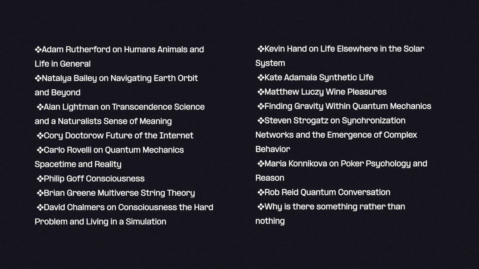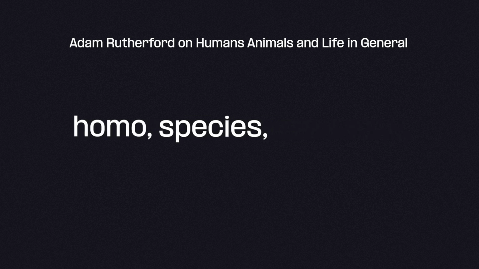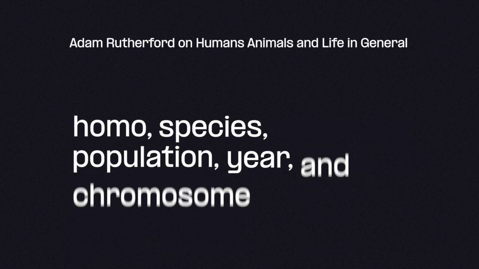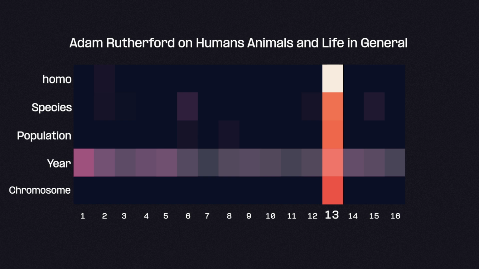In this case, I've topic modeled 16 podcast episodes and used TF-IDF to extract the top 5 most important words as topics. In this first episode, a conversation with Adam Rutherford on humans, animals, and life in general, the topics are Homo, species, population, year, and chromosome. If we visualize the word embeddings as a heat map, we can see which documents light up for each word. Other than year being relevant in almost all other podcasts, only the original podcast contains these 5 topic words.